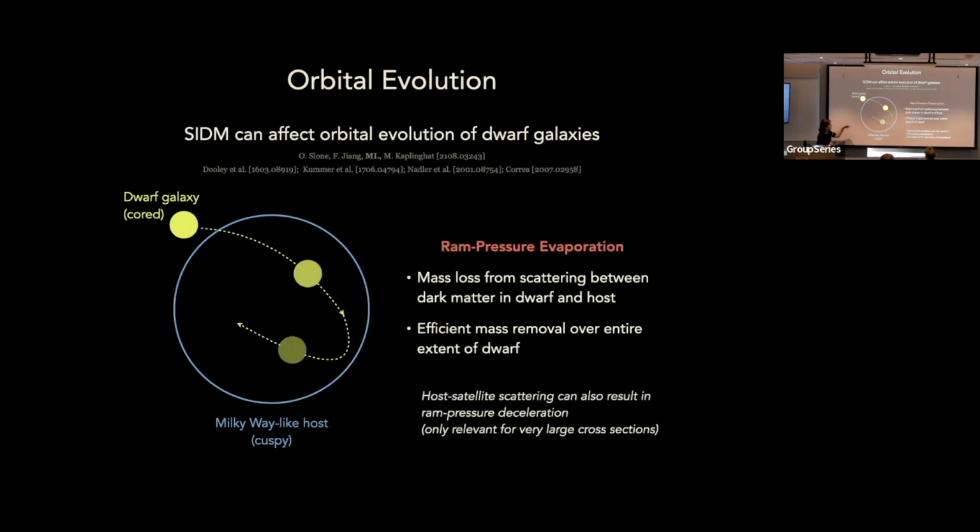And another effect that can come from this is you can get a change in the momentum to the dwarf galaxy from the scattering. And that's called ram pressure deceleration. It tends to be only relevant for very, very large cross sections. So I'm not really going to talk about it much more, but I just wanted to throw that in there because it's another effect that comes into play.